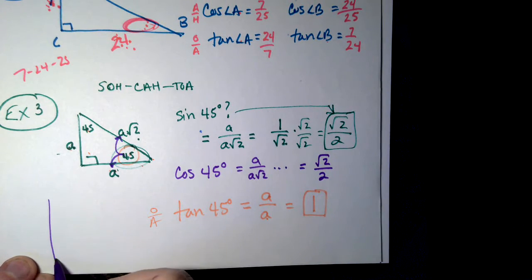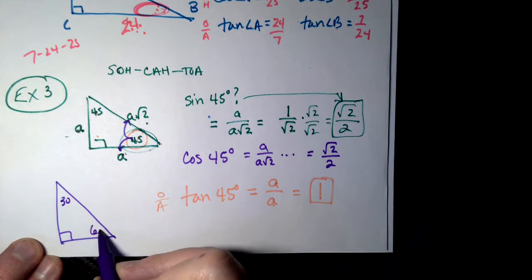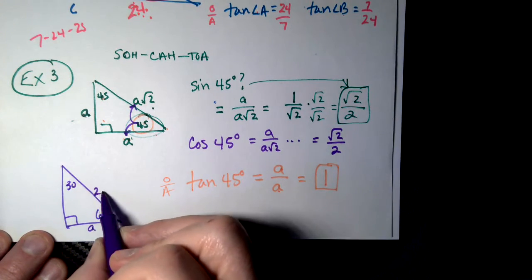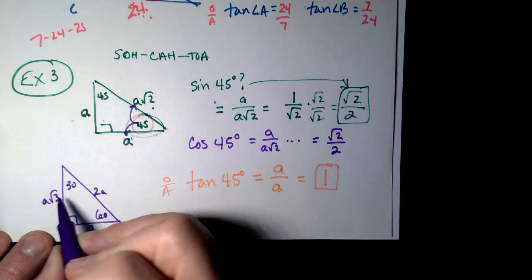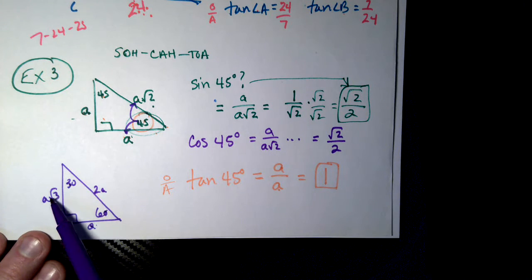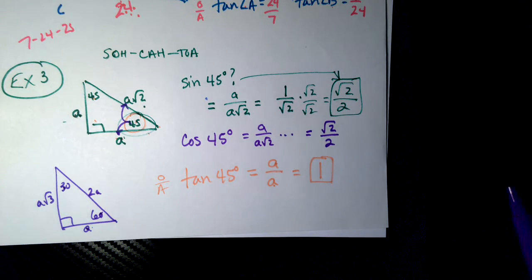They could ask you what's the sine for a 30, 60, 90. I think your homework would do that. 30, 60, 90: this is A, this is 2A, this is A root 3. So the sine would be the opposite over the hypotenuse. Sine of 60 would be A root 3 over 2A. The A's would cancel out. So those kind of questions would also show up.